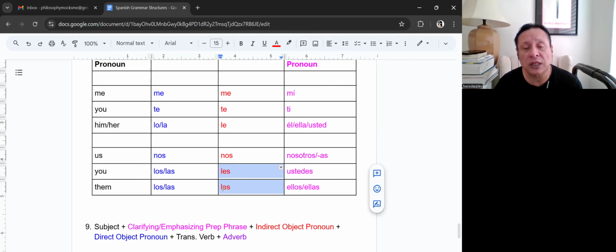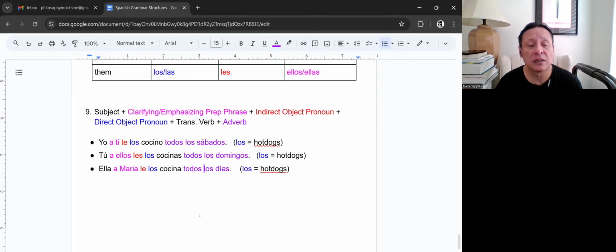Okay, now let's go to the last one, which you might see. Subject. Clarifying or emphasizing prepositional phrase followed by the indirect object pronoun. Now followed by the direct object pronoun. If it's a noun and not a pronoun, it'll come after the verb. But because it's a pronoun, it's going to go immediately before the verb. So this is the order. Clarifying or emphasizing prepositional phrase, which clarifies or emphasizes the indirect object pronoun. And then if you have a direct object pronoun, it goes next. And then your transitive verb, and then maybe an adverb to finish the thought.